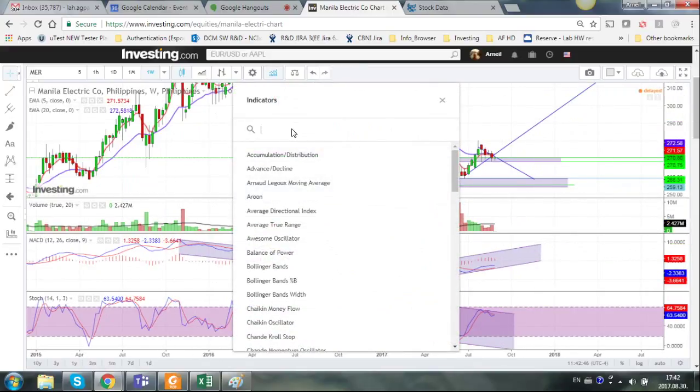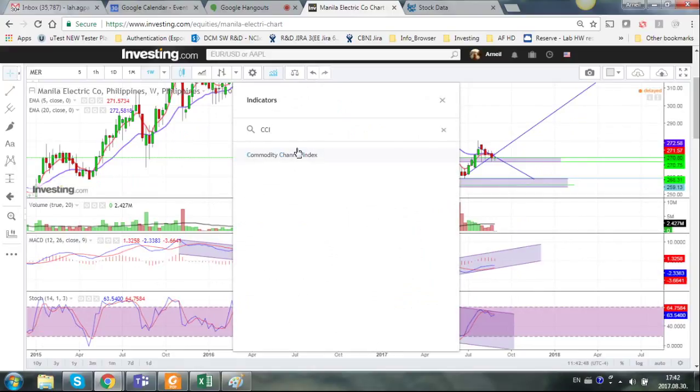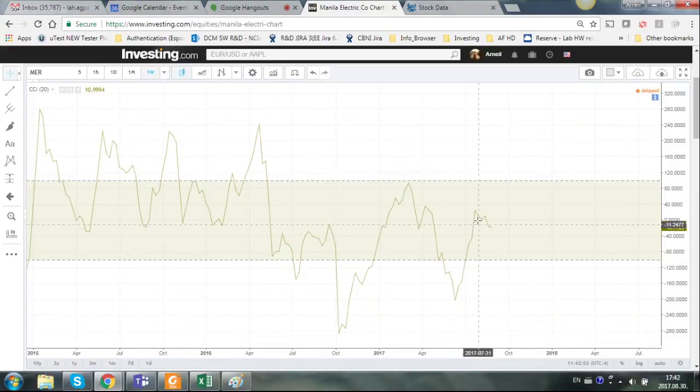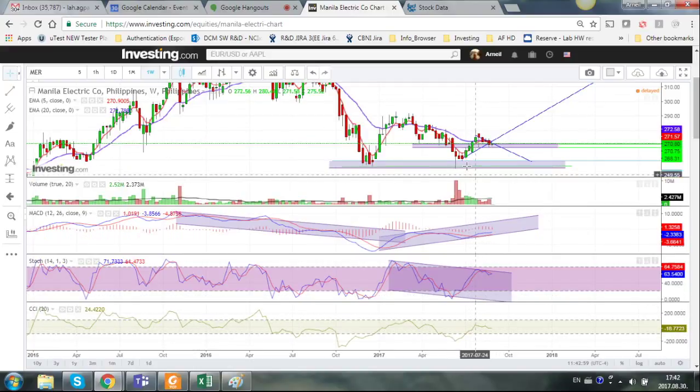Okay, so what about other indicators? CCI. CCI, okay. Umabot siya ng 0 dito. Pero bumalik. But it's already giving us a kind of warning. Pero yung 0, it's here. It's not in the current price. So it's here. Buying. So bumalik siya.